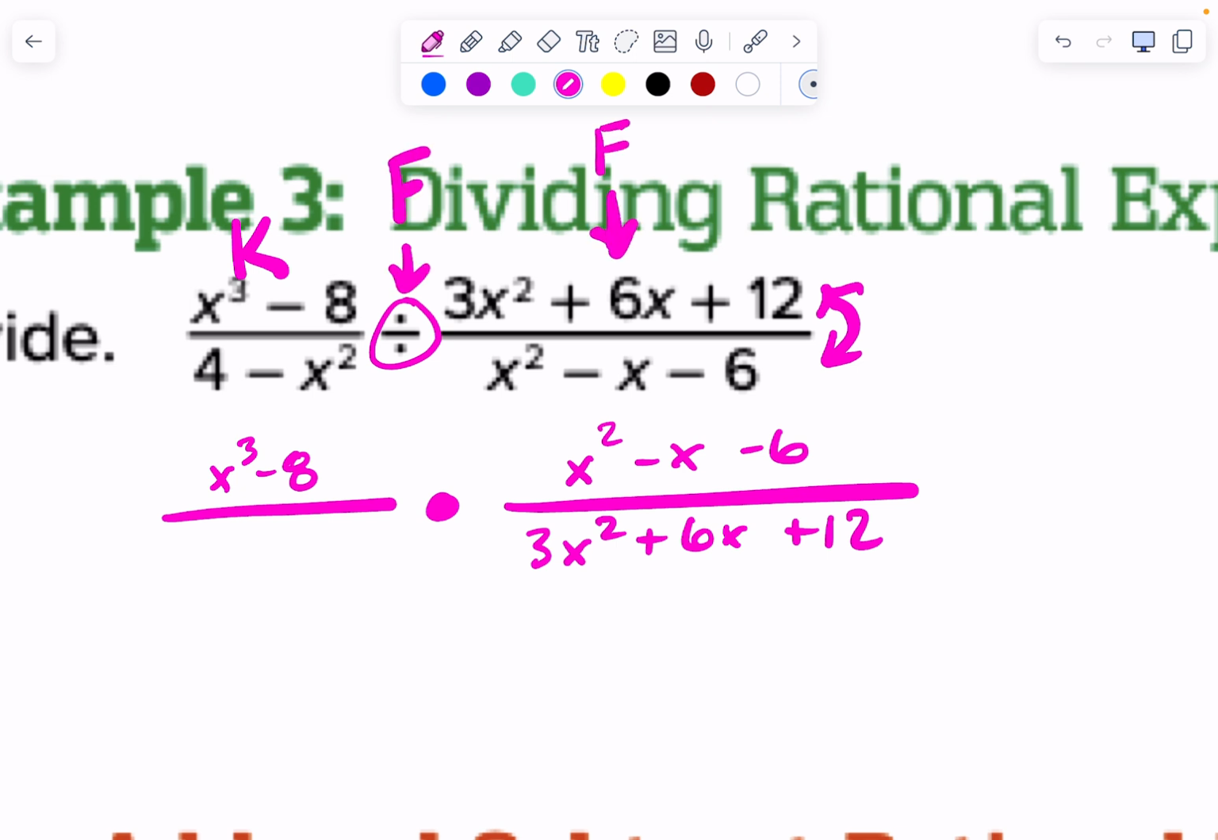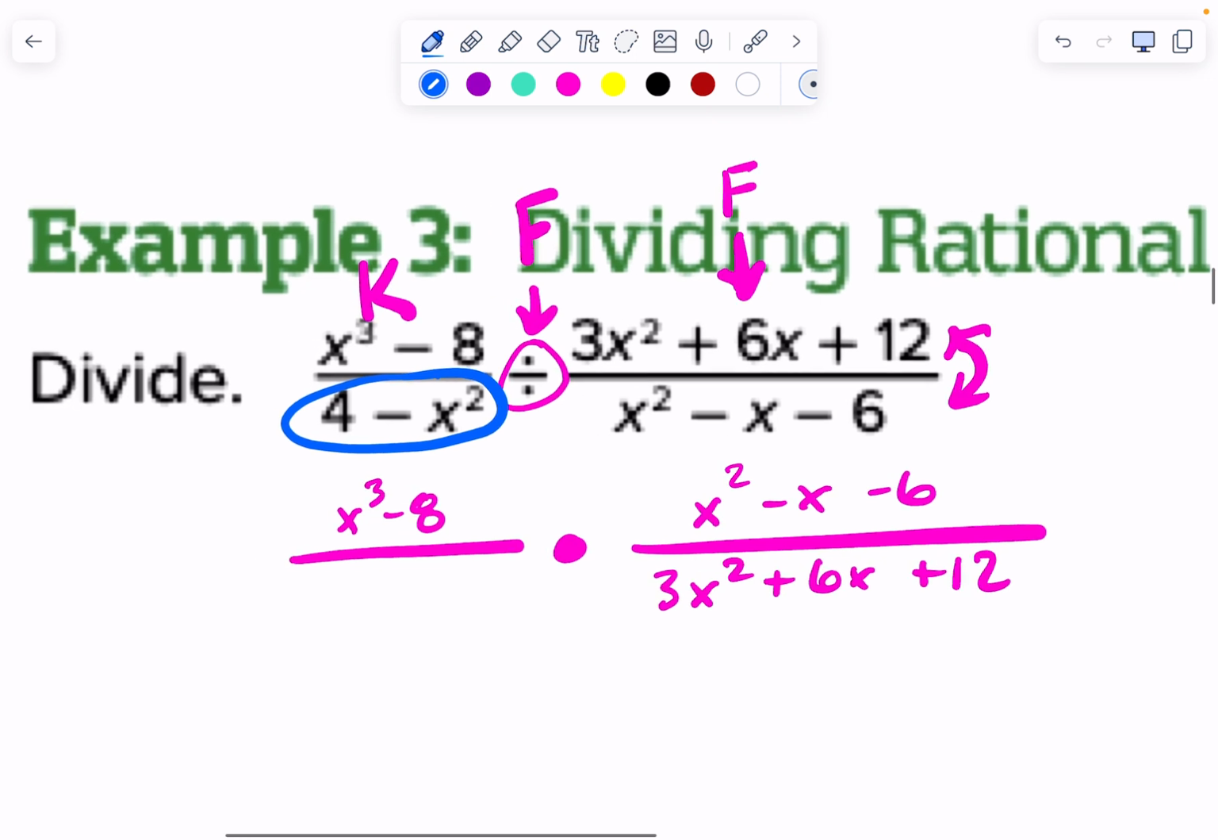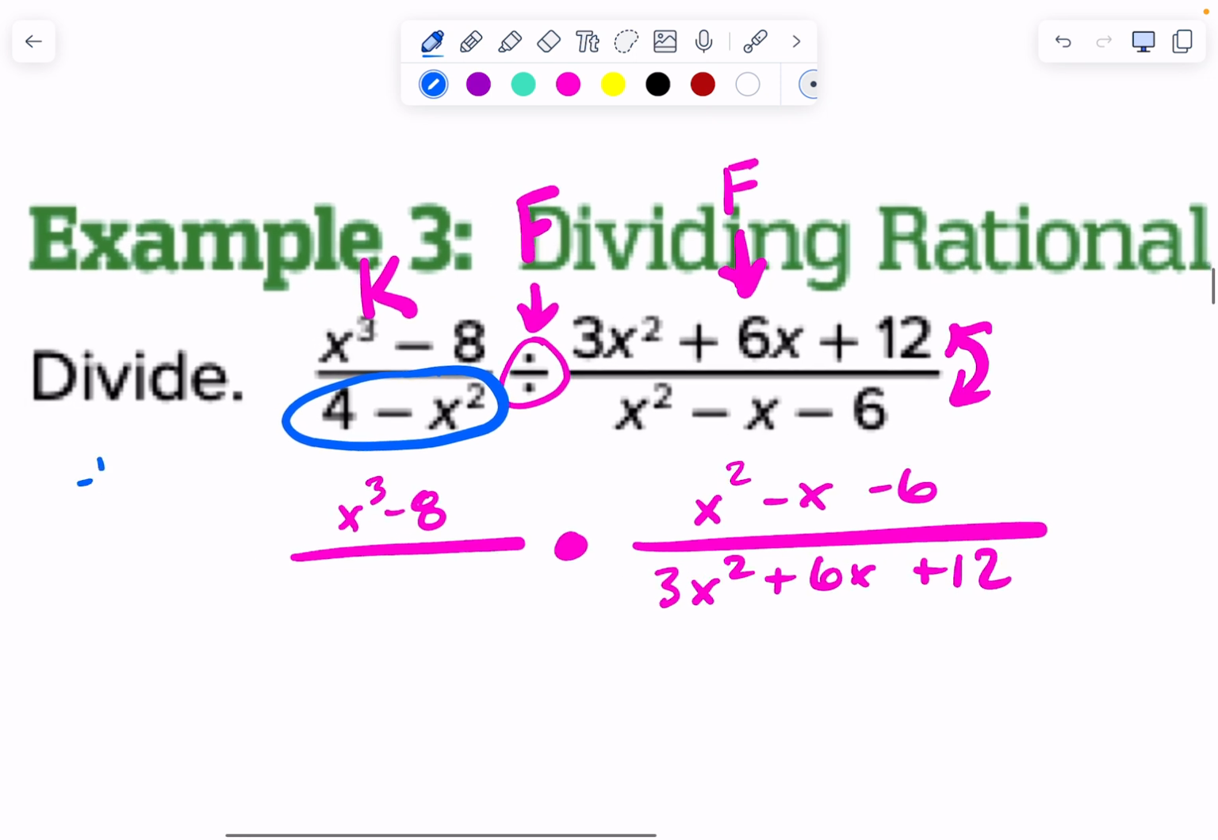Keep, flip, flip. All right, I do not like 4 minus x squared. Don't like it. Negative x squared. If I take a negative 1 out of there, if I take a negative 1 out of this, what will he look like?